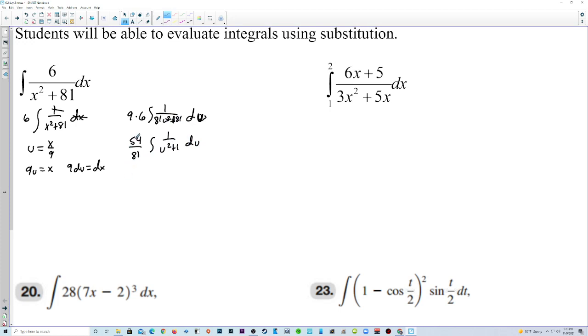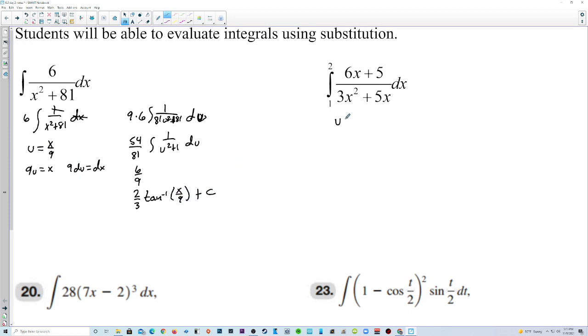Does 9 go into both of those? 6 over 9, 2/3. 2/3 inverse tangent, because the antiderivative of this is inverse tangent of u, which is x over 9. So x over 9 plus c.